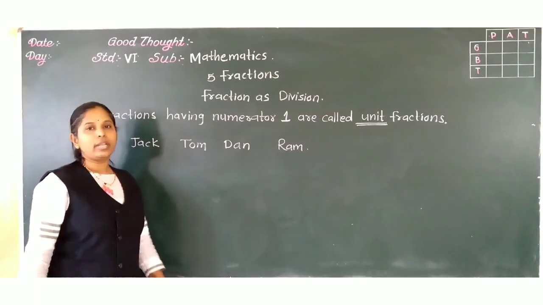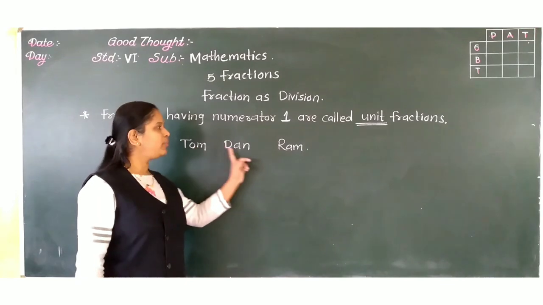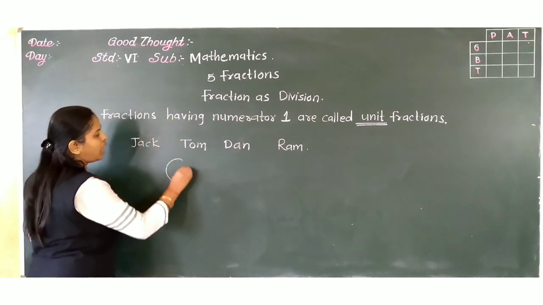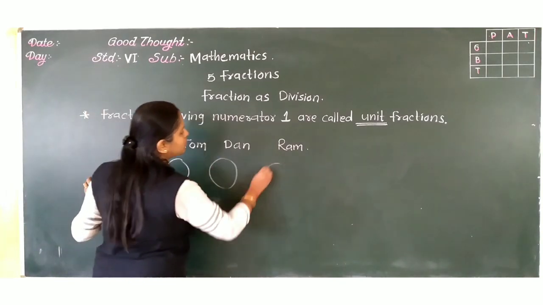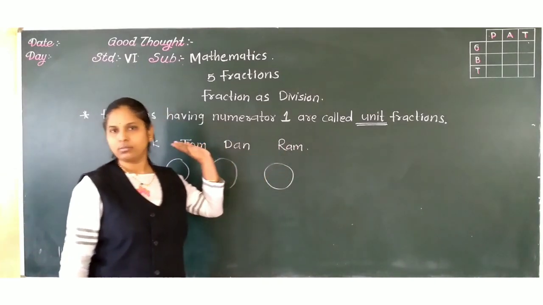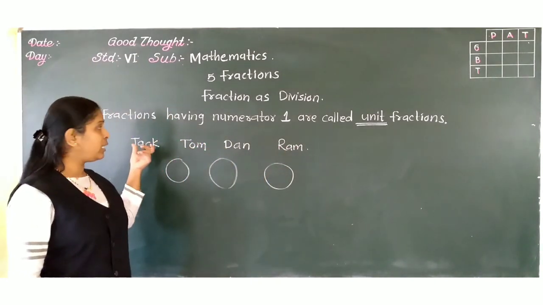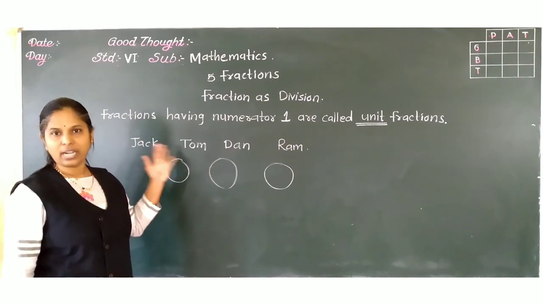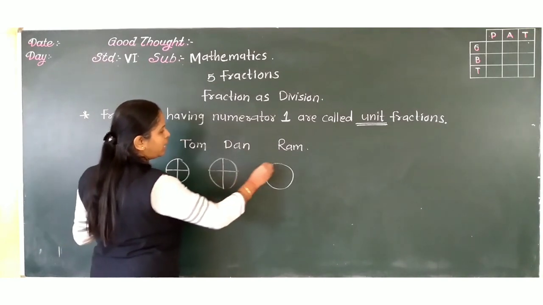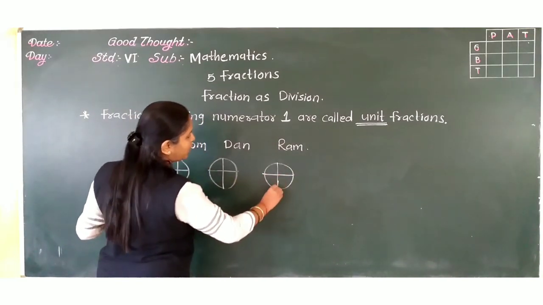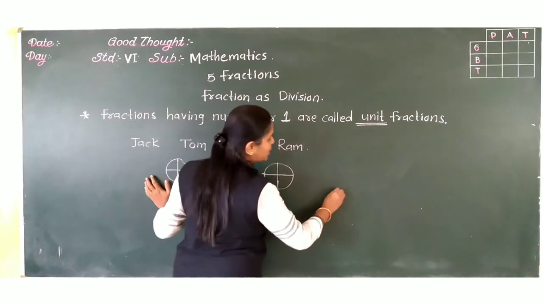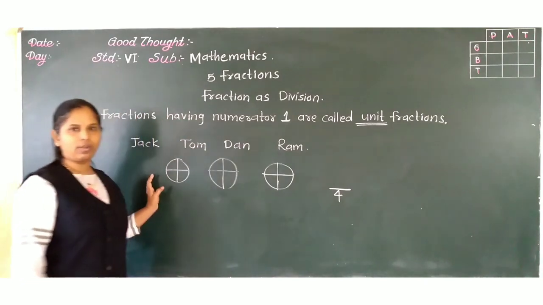Now see, there are 4 friends: Jack, Tom, Dan, and Ram, and 3 pizzas, and we want to divide the 3 pizzas equally among the 4 friends. Then each friend will get how much pizza, that we have to find out. First we will divide each pizza into 4 equal parts.